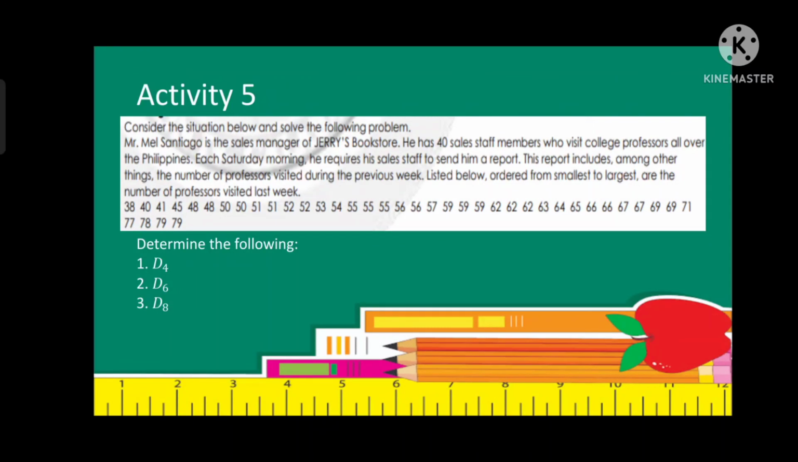Now, let us have another activity, activity 5. Consider the situation below and solve the following problem. Mr. Mel Santiago is the sales manager of Jerry's bookstore. He had 40 sales staff members who visit college professors all over the Philippines. Each Saturday morning, he requires his sales staff to send him a report. This report includes, among other things, the number of professors visited during the previous week. Listed below, ordered from smallest to largest, are the numbers of professors visited last week. Now, let us determine the following: D4, D6, and D8.